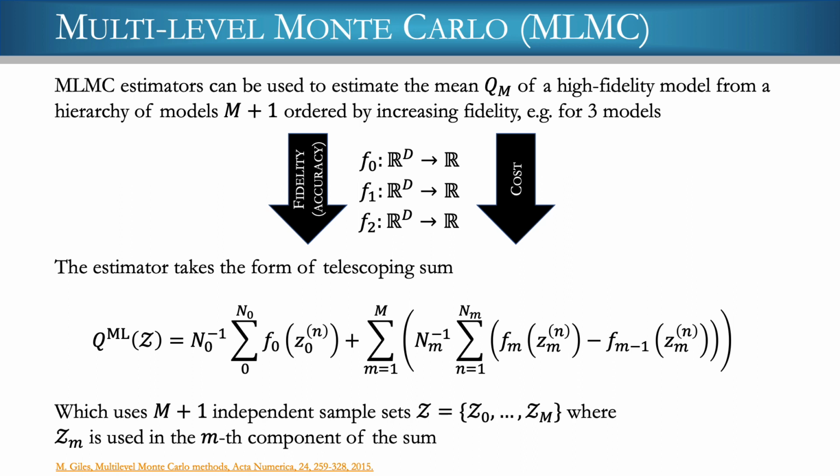For example, the first term requires the evaluation of the lowest fidelity model at the set Z0, and the second term requires the evaluation of the lowest fidelity model and the next model in the hierarchy using the set Z1, and so on. Moving forward, I'll use the notation capital Z without a subscript to denote all such sets Z0 through Zm.